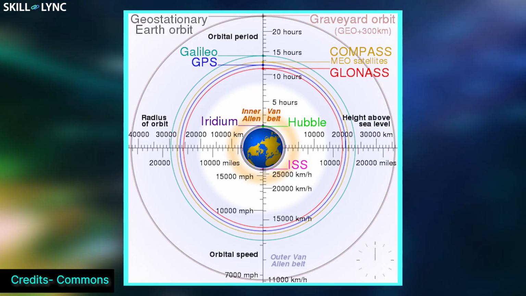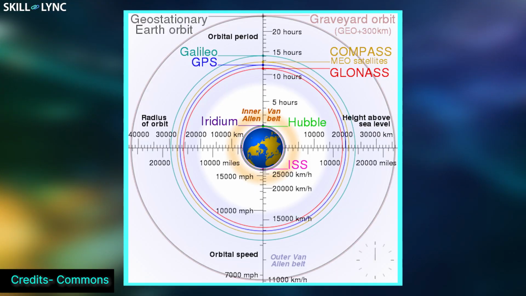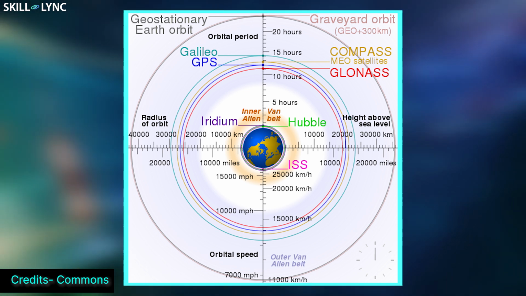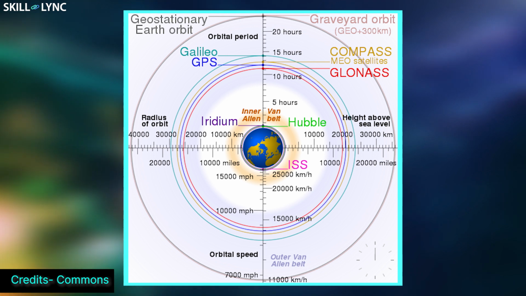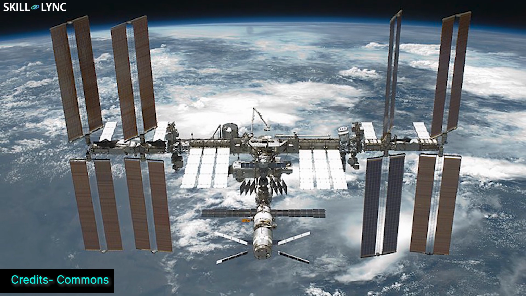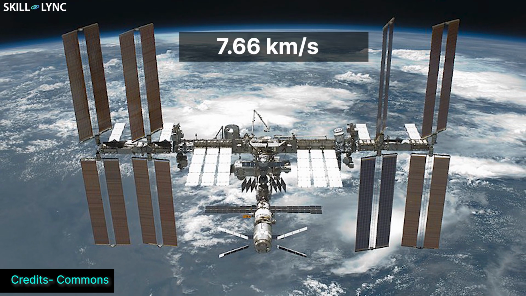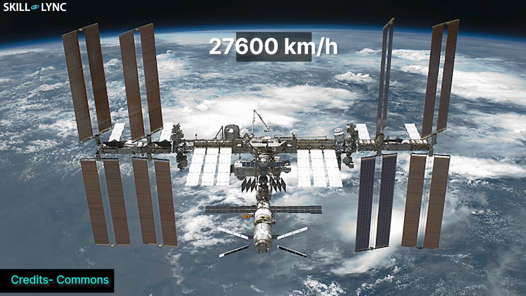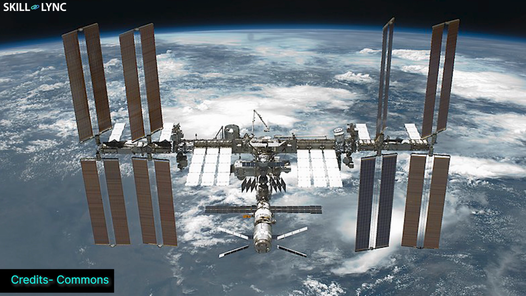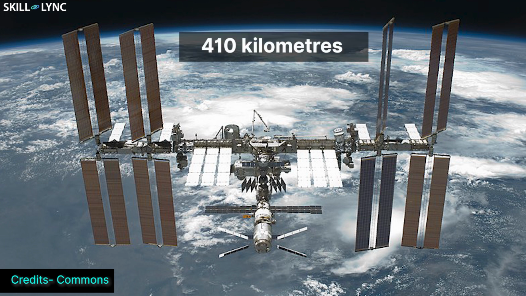One thing to notice here is that the orbital period of every object varies with the velocity of the orbiting object and also the height above which the object is orbiting. A good example of this is the International Space Station. The International Space Station has an orbital velocity of 7.66 km per second or 27,600 km per hour. It also orbits the Earth 16 times per day and has an orbital altitude of 410 kilometers.